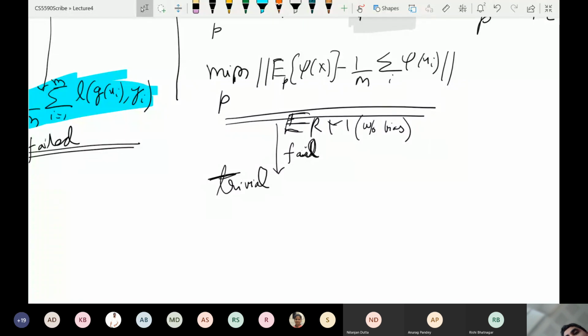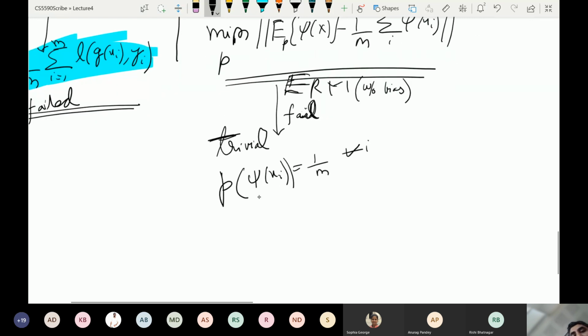So can anybody tell me what is the solution for this optimization problem? Again, a distribution which has exactly the same values as the sample distribution. Very good. So you take a distribution such that P of psi of xi is equal to 1 by m for all i. So it's a uniform distribution over psi x1, psi x2 to psi xm. That's all. So at any other new point, what is the value of the likelihood? 0. Only at these points there is a mass and it's in fact equal.